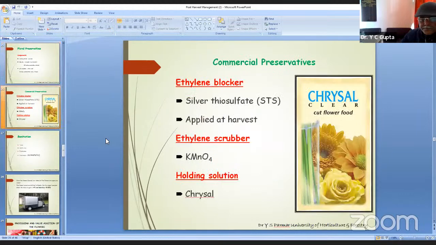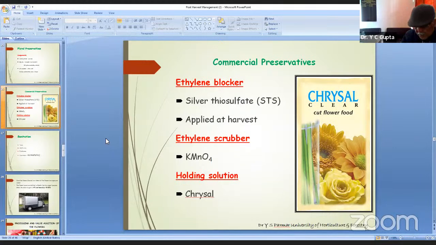Some of the companies have come out with their Crystal, ready-made solution, RTU, ready to use. Silver thiosulfate, ethylene blockers, silver thiosulfate applied at the time of harvest. Ethylene scrubber, KMnO4, holding solution, Crystal. We also got from Holland.